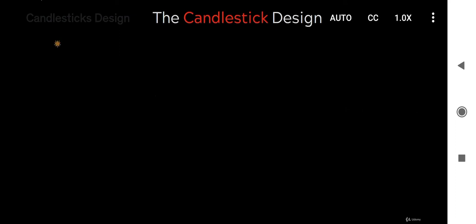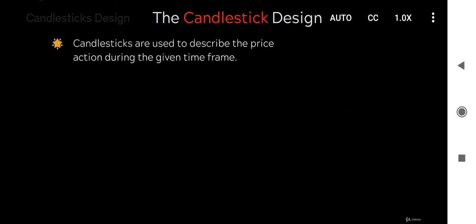Lecture. Let us now understand how the candlesticks are designed. We will also learn a step-by-step method to design any candlestick. So let's start. Friends, candlesticks are basically used to describe the price action during a given time frame.